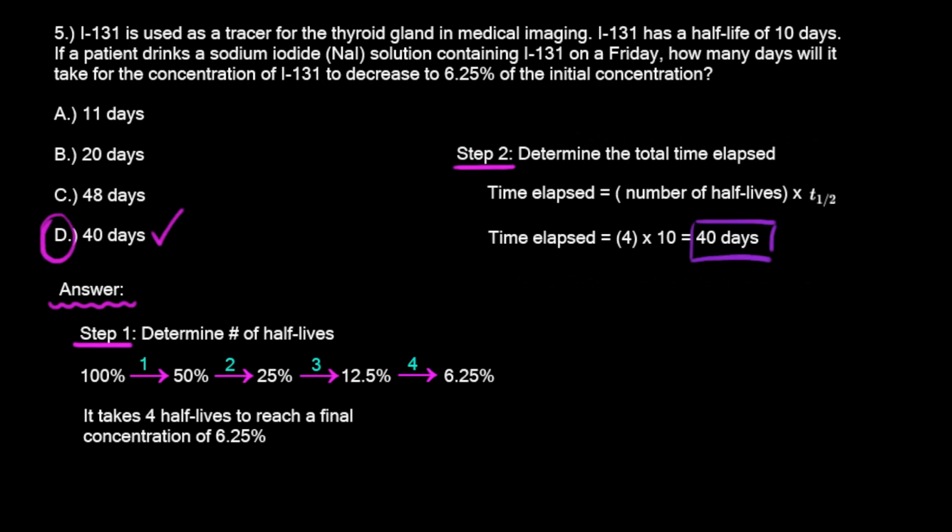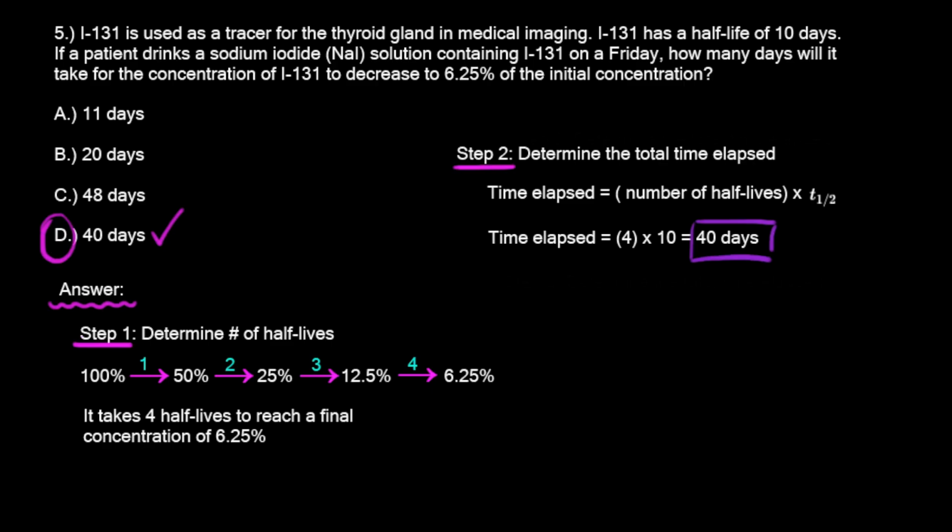Here's the solution to number 5. In this question, we are asked to find the total time elapsed. Now, notice something interesting here. Sometimes the MCAT likes to include extra or irrelevant information just to test your focus. And that's exactly what is happening in this question. The stem tells us that the patient drank the sodium iodide solution on a Friday, but that detail has no impact on the calculations we need to make. Always remember, stay focused on what the question is actually asking. Don't let irrelevant information throw you off.